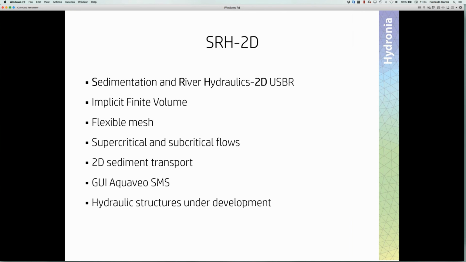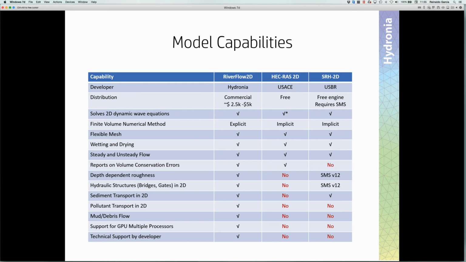Now then, SRH-2D is the Sedimentation and River Hydraulics 2D model of the US Bureau of Reclamation. It also uses an implicit finite volume method with a flexible mesh. It does very well with subcritical and supercritical flows. It also does sediment transport, and is integrated with Aquaveo SMS. It seems that hydraulic structures are under development for this particular model.